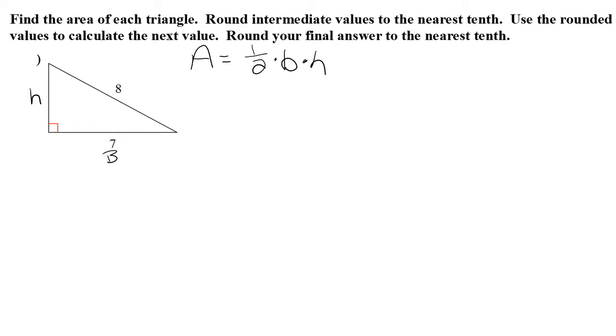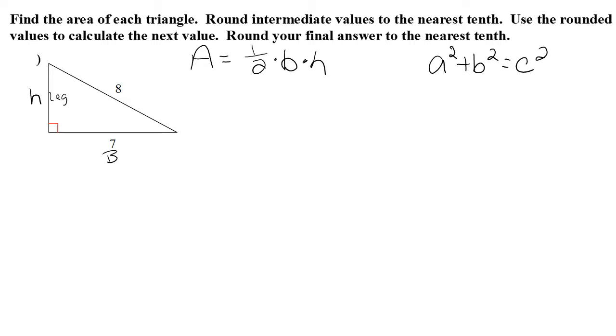Since the height is missing, and I notice the height is also a leg in the right triangle, I'm going to have to first use my Pythagorean theorem, a squared plus b squared equals c squared, to find out what that height is. Now, before I get started, let's make sure you understand the directions.